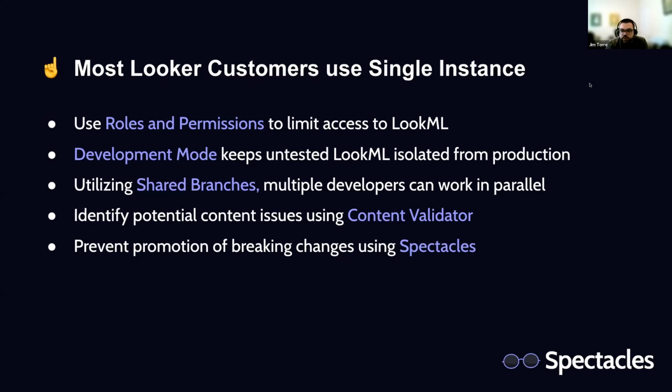Development mode keeps in-progress and untested LookML out of production. Using shared branches, each developer on your team could work in parallel without many conflicts. Content validator allows you to test code changes in a development branch to identify potential broken content before promoting to production. And there are many great tools that you could use with a single Looker instance. For instance, Spectacles could help you prevent your developers from promoting broken changes.